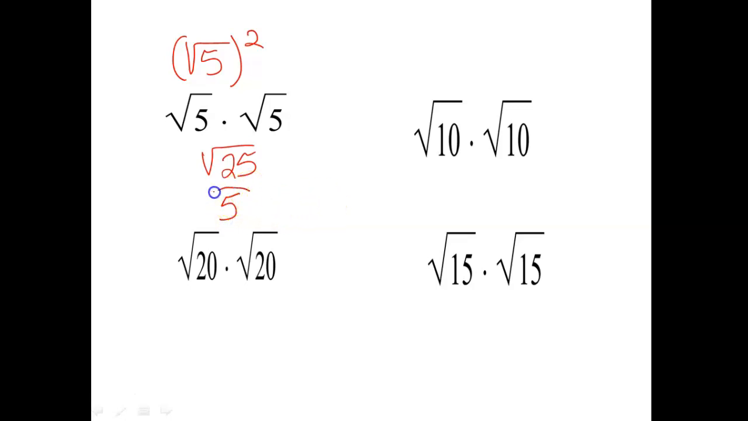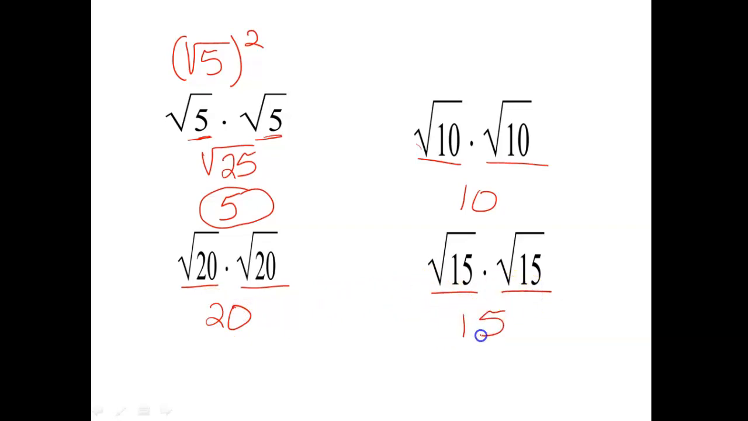5. So what do you notice? The answer is 5. And what's under the radical? 5. So any radical times itself is just the number without the radical. So the square root of 5 times the square root of 5 is 5. The square root of 10 times the square root of 10 is 10. The square root of 20 times the square root of 20 is 20. The square root of 15 times the square root of 15 is 15.